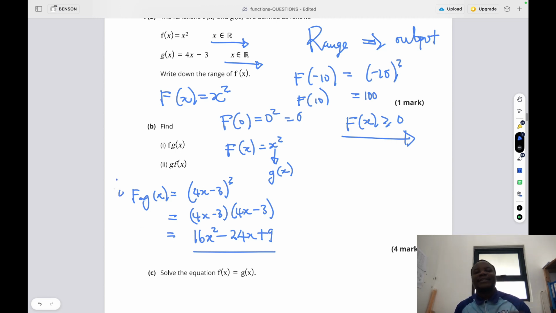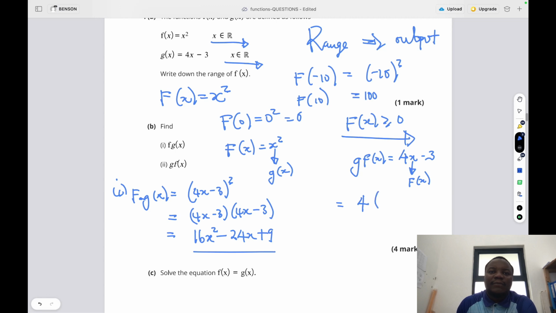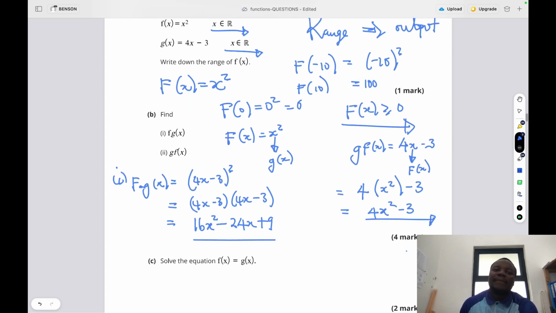Now b, which is part 2, just the opposite. They say g of f of x, which means when we look at the g function, which is 4x minus 3, the x should become the f function, the f of x. So this will imply that it will become 4, where there is x, I'm putting the f function and then minus 3 like that. So this becomes 4x squared minus 3 like that. Okay, so this is just basic substitution. Now you can see, very simple, we've done this.